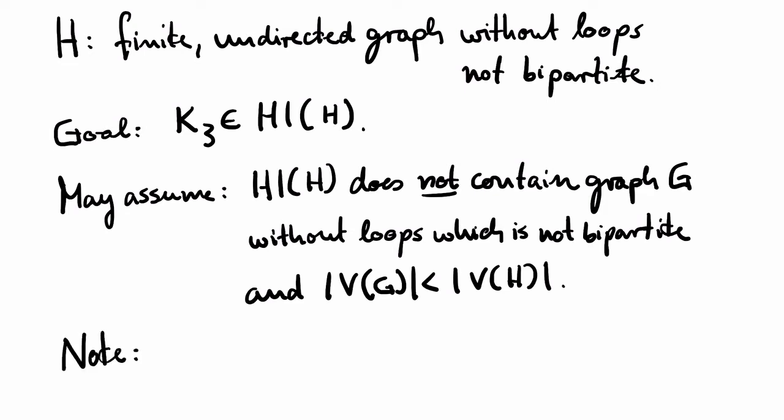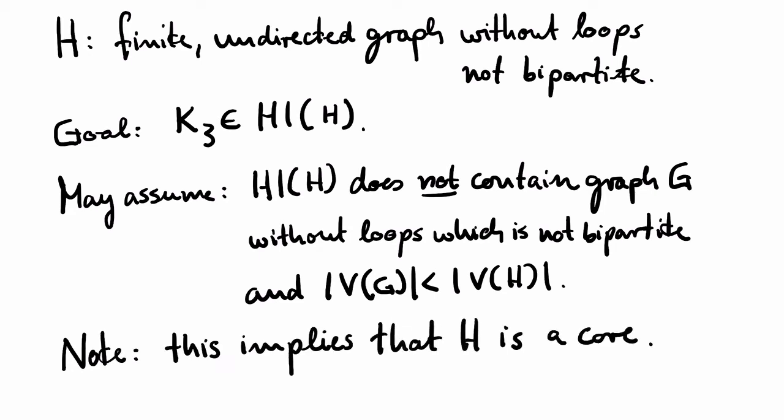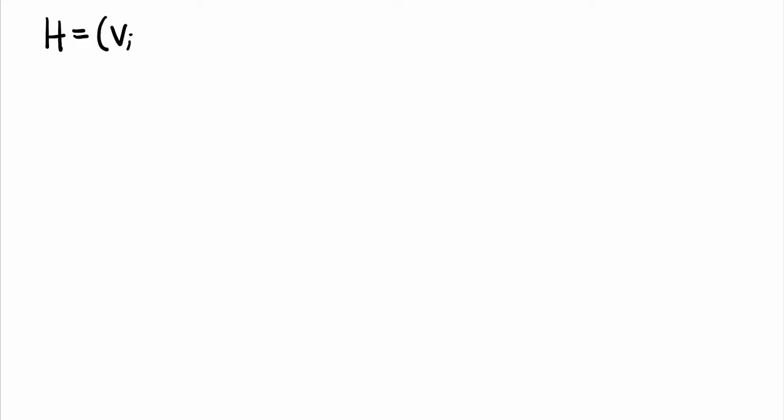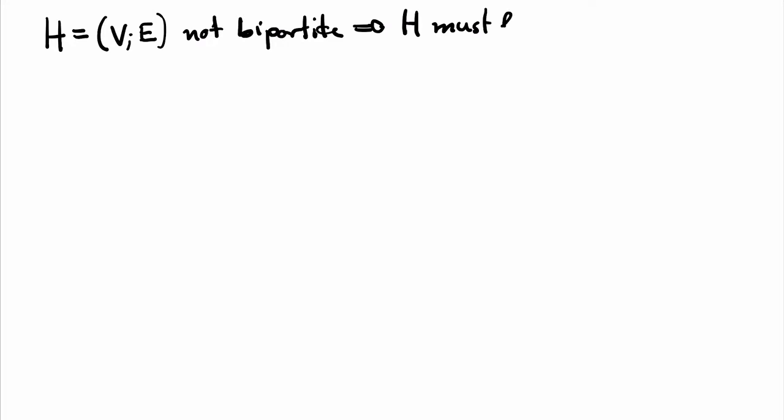Note that this implies in particular that H is a core, because the core of H must be loopless and cannot be bipartite. So if H would not be a core, then the core of H has fewer vertices than H and has a PP construction in H, and this is in contradiction to our assumption. Since our graph H is not bipartite, it must contain an odd cycle. Let k be the length of the shortest odd cycle.